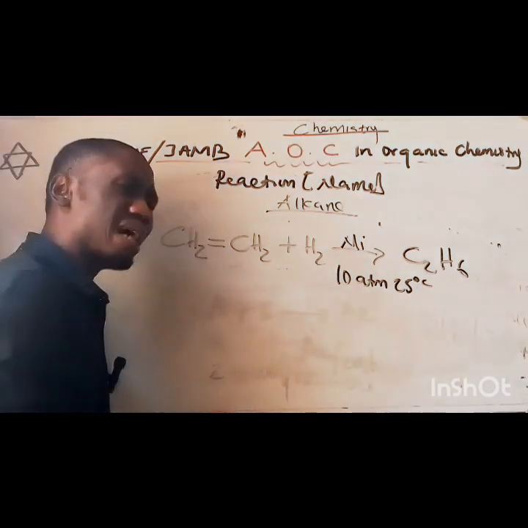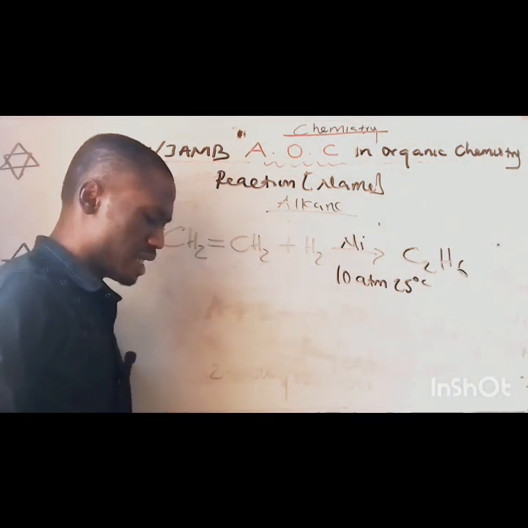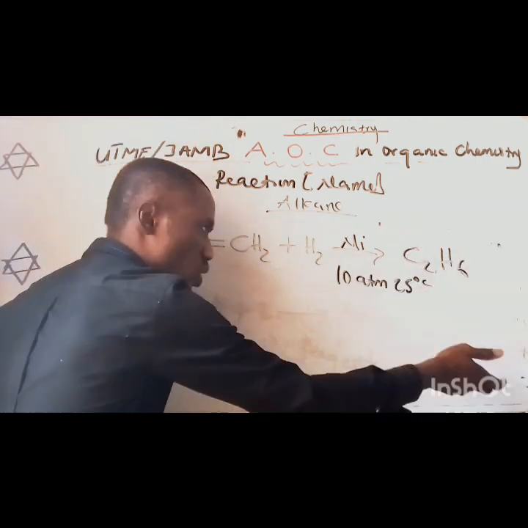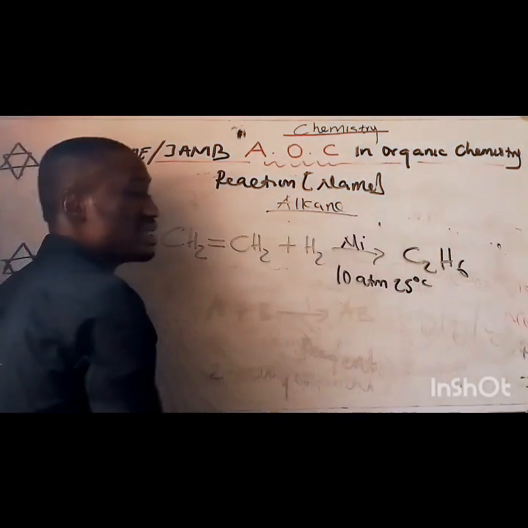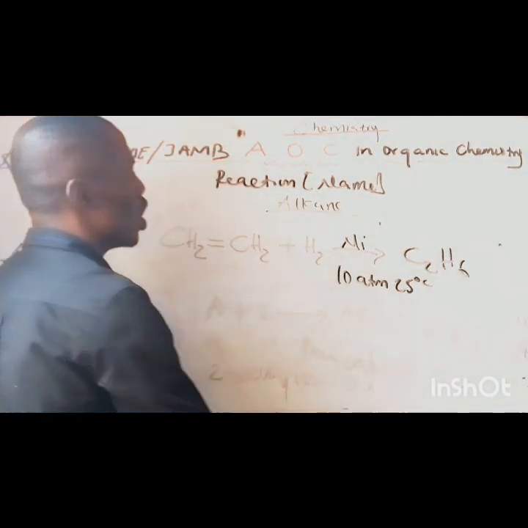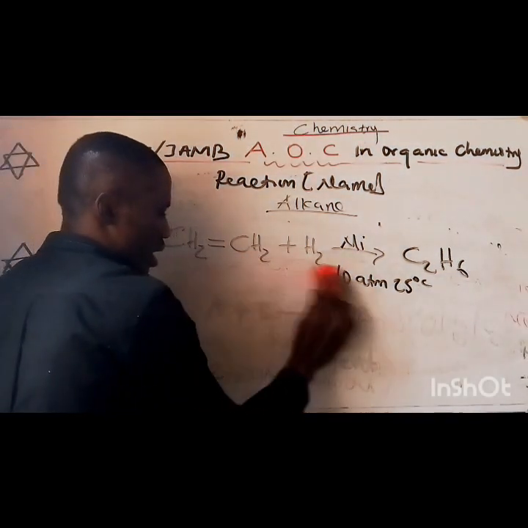So where the JAMB question will come from, I'm trying to explain to you, is that the question might ask you, what is the product? What is the reagent? Or what is the reactant? I hope you're getting what I'm saying. So that is how the questions will look like. Now let me give you another one.